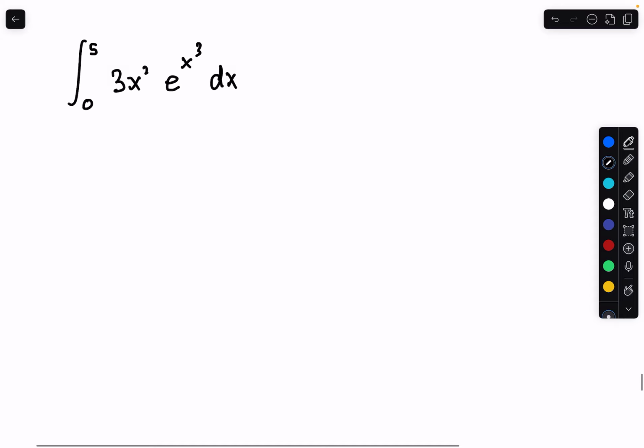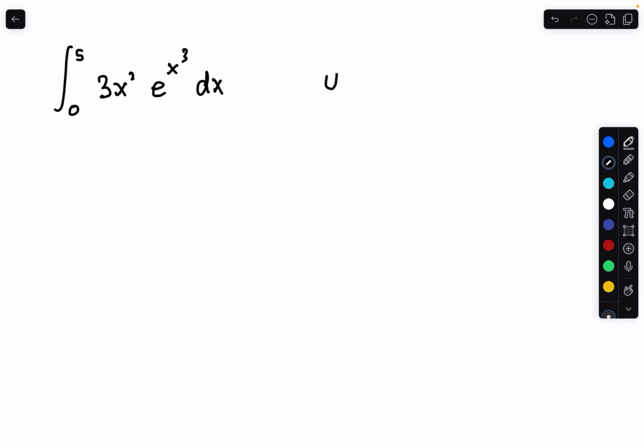The first thing we're going to do is ignore these bounds here. Don't think about the 0 and the 5. We're going to solve the indefinite integral first and then plug in values. So we're going to do this by making a u-substitution.